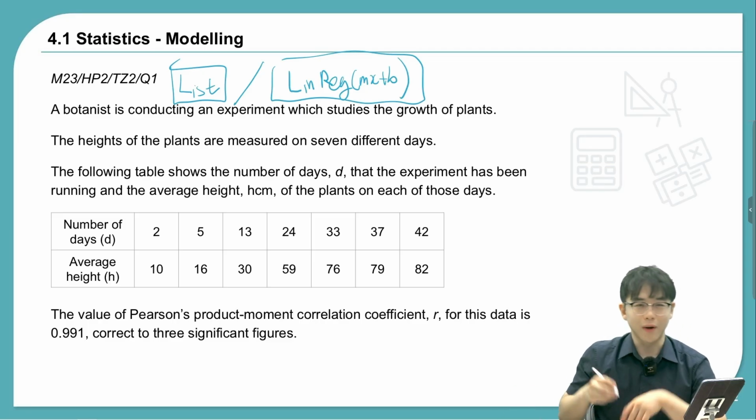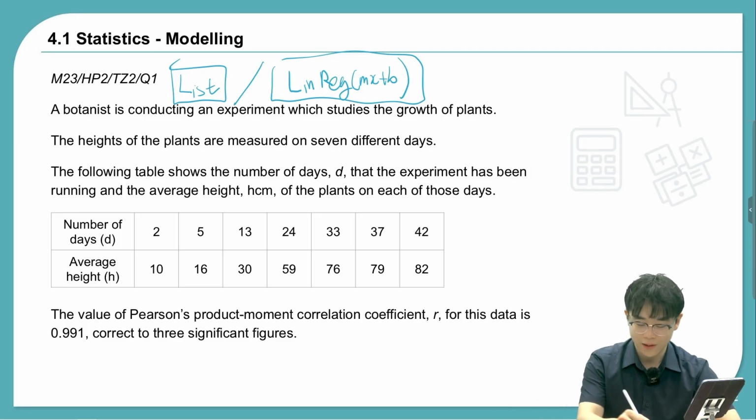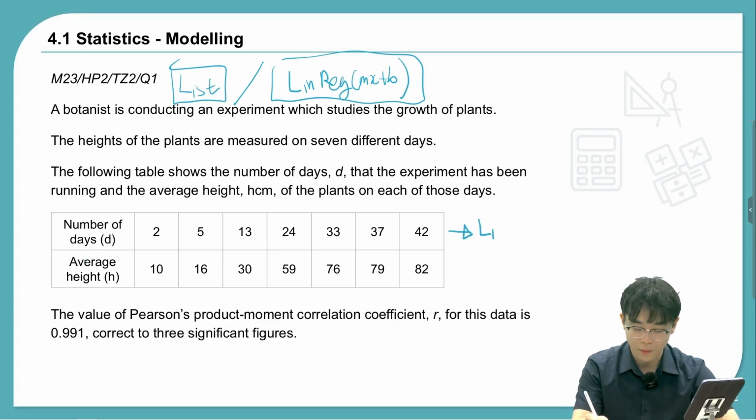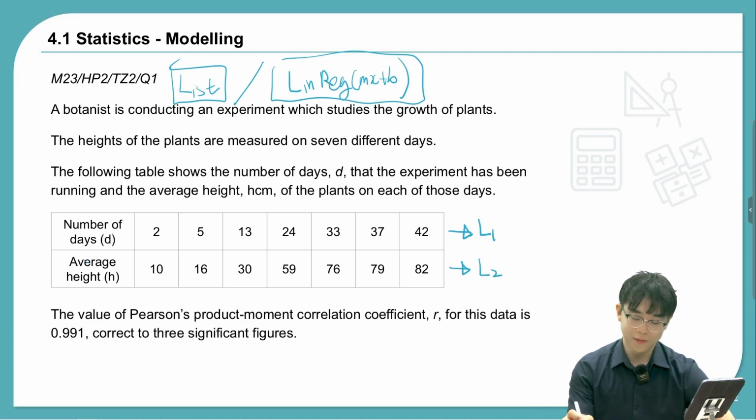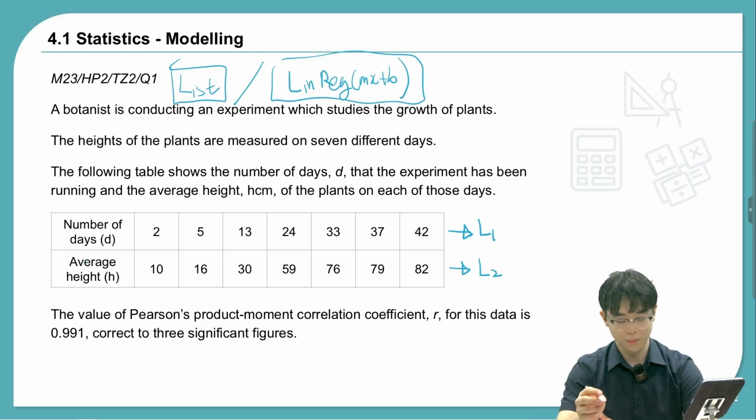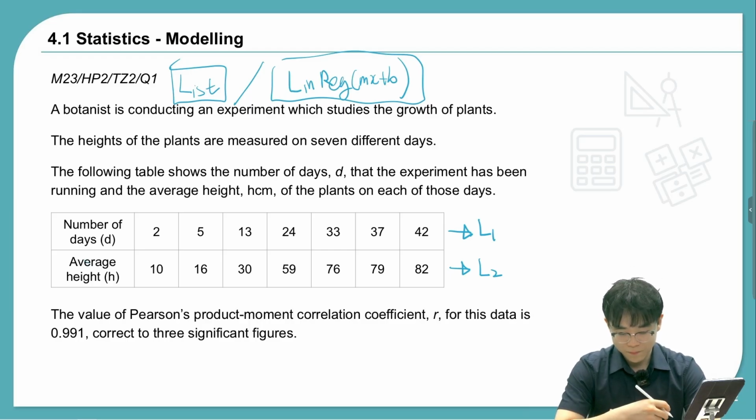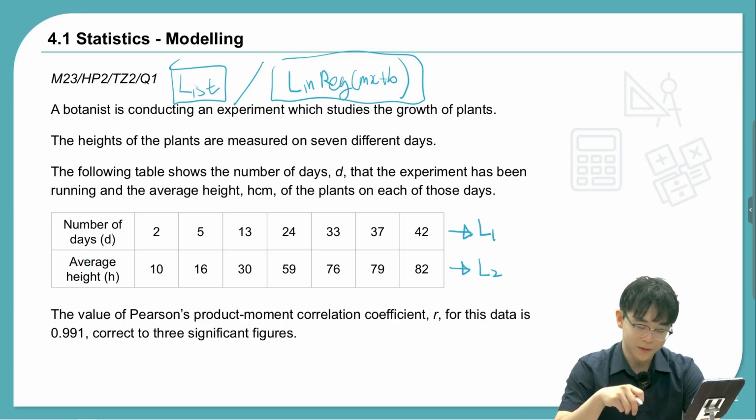Once you correctly put your data points, so if you have number of days d, we might put that into list L1. Average height, we might put that into L2, right? So if you input your list correctly, using the linear regression feature is pretty simple. And yeah, so number one, not too many points allocated here. You just need to work your fingers and enter all these numbers.